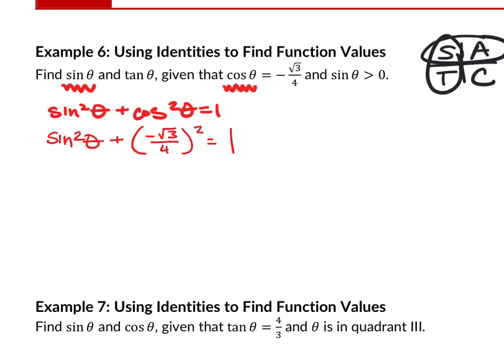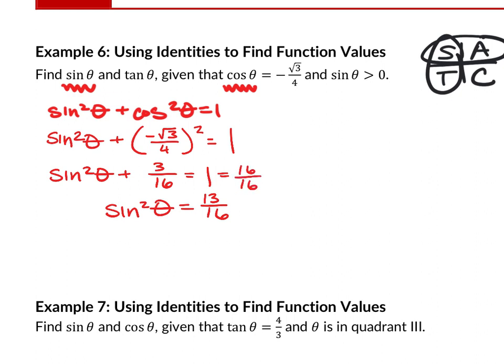Negative square root 3 divided by 4, squared. When you square something that's negative, what happens? Positive. When you square something that is square rooted, what happens? It's not square rooted anymore. When you square a fraction, you do the square to the top and the square to the bottom. Meaning that this next line of my equation can be written as sine squared of theta plus positive 3 over 16. Do we follow? Negative times negative is positive. Root 3 times root 3 is just 3. 4 times 4 is 16. I can solve by subtracting from both sides. That means I'm going to do 1 minus 3 over 16, which would be 13 over 16. The reason I did that is because 1 is the same as 16 over 16, so 16 minus 3 is 13 over 16.